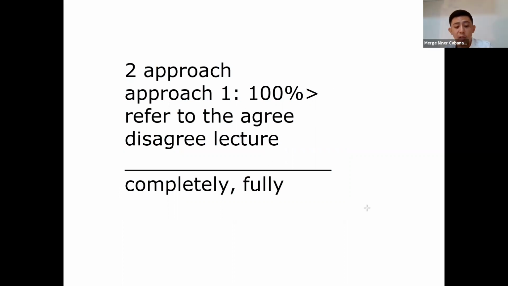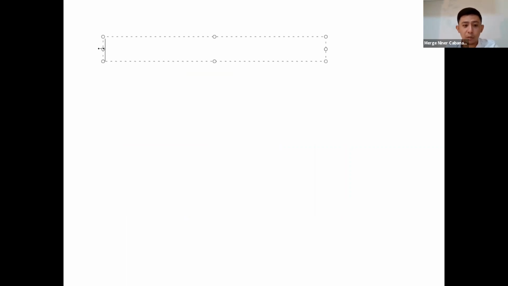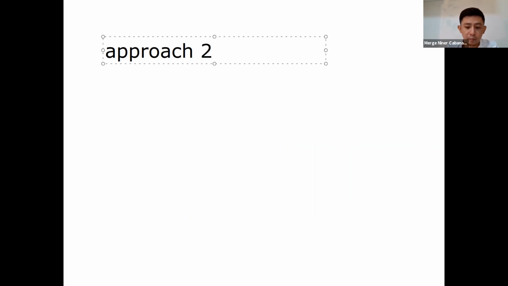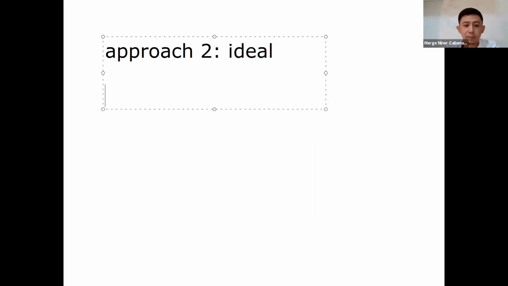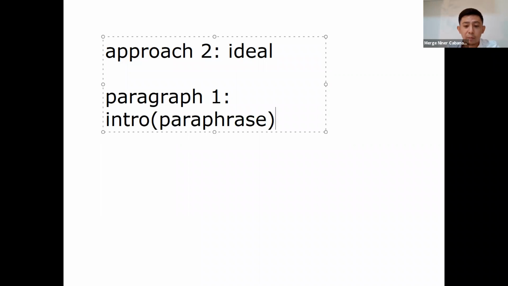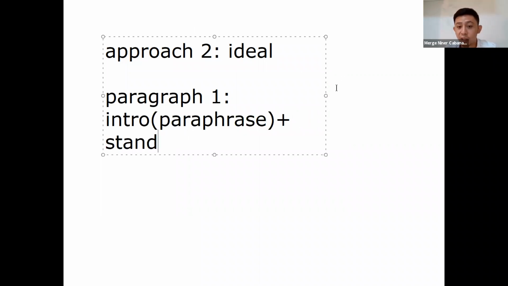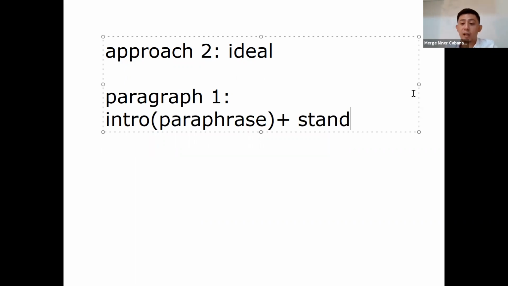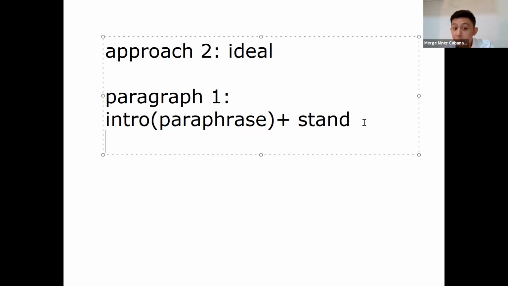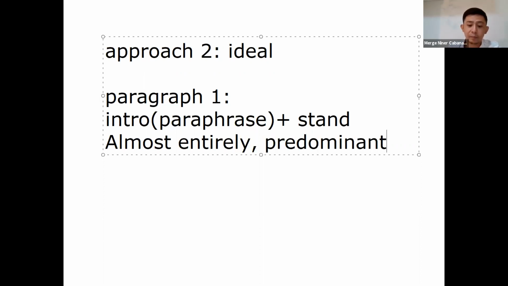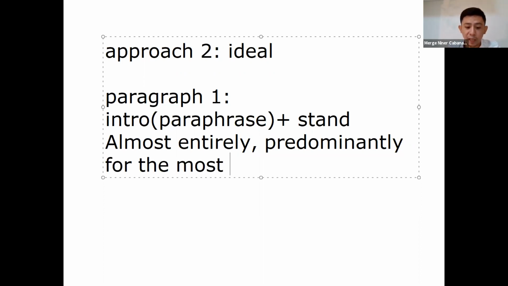So, approach 2, which is my ideal approach. Of course, there's the introduction, and then paragraph 1. Intro, which is paraphrase. I've taught you many times already how to paraphrase. Plus stand. The stand, like I support, I am in favor, I believe, I agree, I find myself in accord, plus you add the words for 70-30, which are almost entirely, predominantly, for the most part.